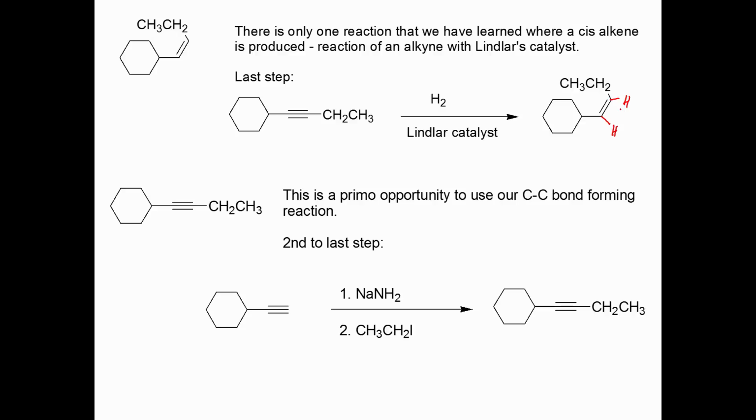Once we look at this compound, of course, we see that the bond that we have here between the ethyl group and the alkyne is going to ideally be installed using this alkyne alkylation. Okay, so in the second to last step, we're going to take this compound, this acetylene right here, remove the proton that's right there, and alkylate it, and that's going to turn the hydrogen that we originally started with right here into an ethyl group.